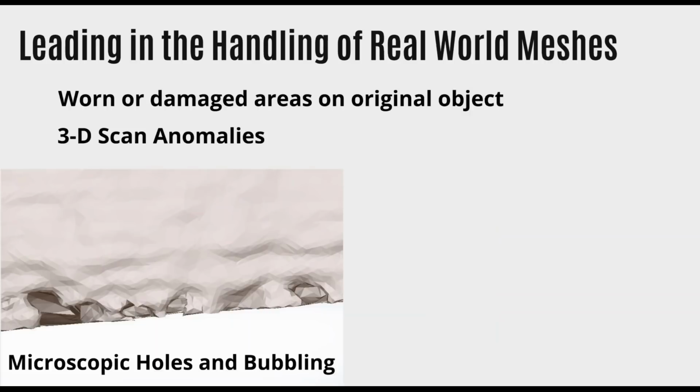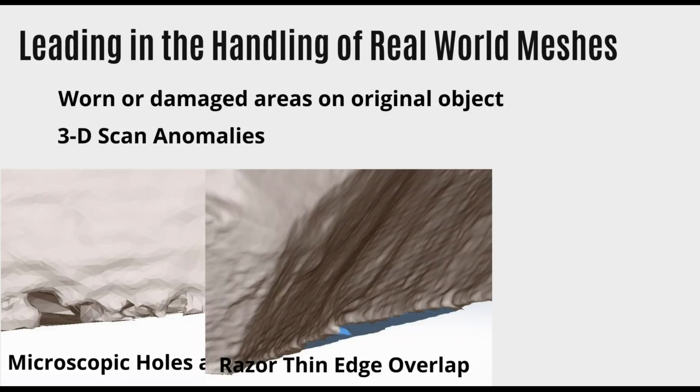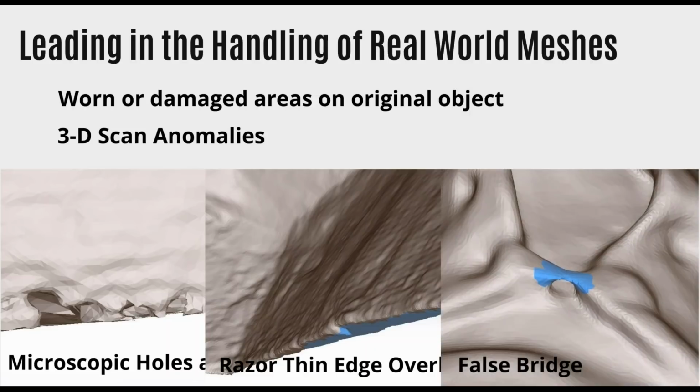You can see, I'm sure they didn't intend for this to happen, but the software, as well as the scanners being what they are and the technology being what they are, you often get this sort of thing. Here's a razor thin edge overlap, and we'll show you a little bit of that in the video in a second. And there's what we call a false bridge.